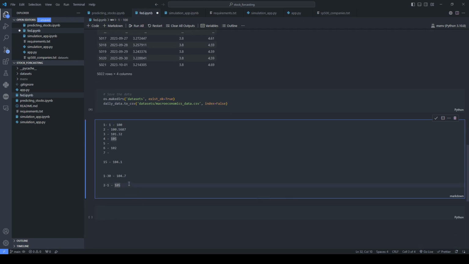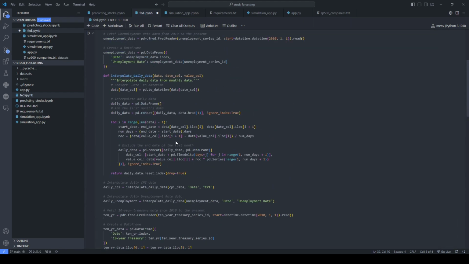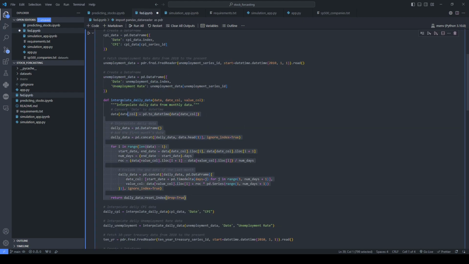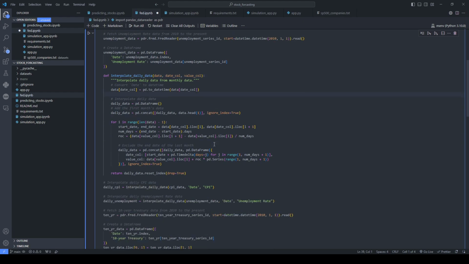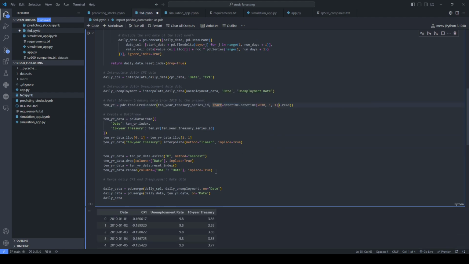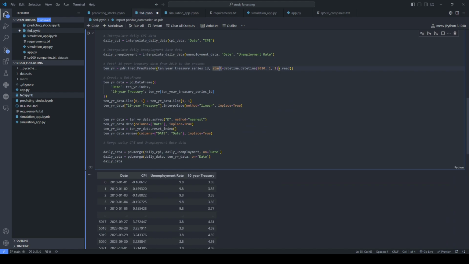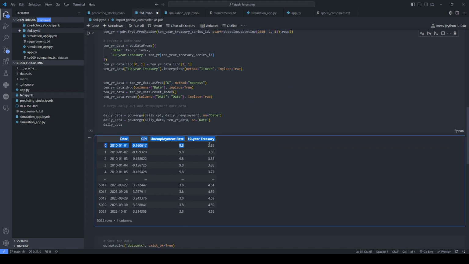To achieve this, because we have monthly data for January, February, March, etc., we are interpolating the daily data. We are converting the monthly data into daily data so we can work with it. For the 10-year Treasury bill, we didn't have that problem because FRED already provides it daily. So anyway, I'm merging them all on date, and this is my end product.